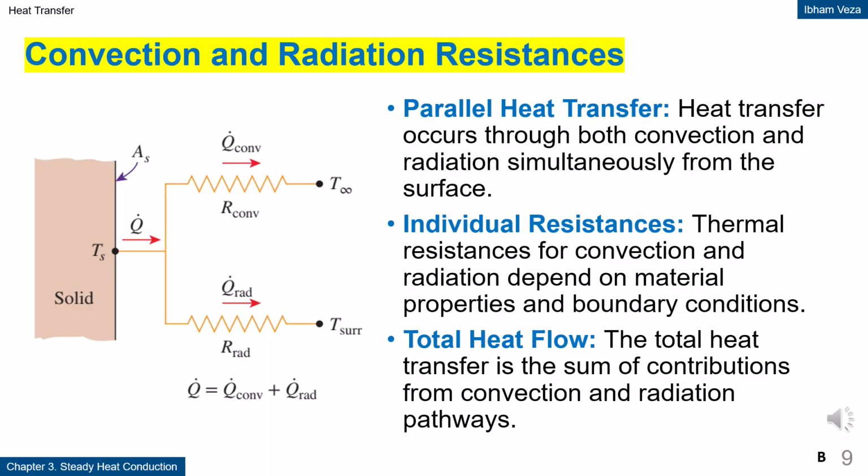Convection and radiation resistances. On a real surface, heat is usually lost by convection and radiation simultaneously. These two mechanisms work in parallel, and each has its own resistance. The total heat transfer rate is the sum of the convection and radiation contributions. The parallel resistance approach simplifies the analysis of these two interacting mechanisms. This model is especially important for high-temperature surfaces.